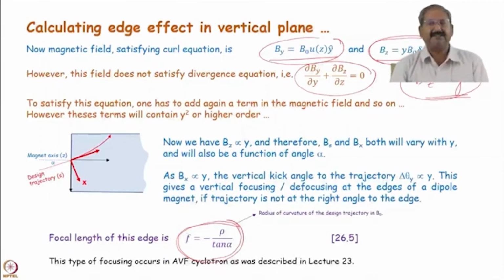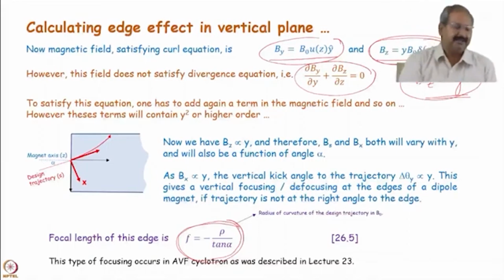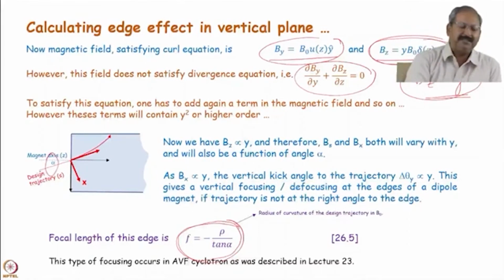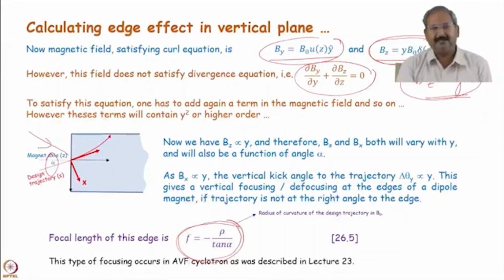So in the edge effect, you can see that in a certain orientation you can get a focusing effect in the vertical plane. Why am I saying a certain orientation? If you make this alpha negative, meaning you orient your magnet in such a manner that the design trajectory comes from here, then alpha will become negative and you will get a defocusing effect in the vertical plane due to the edges. So the edge orientation with respect to the trajectory defines whether your edge is going to be focusing or defocusing in the vertical plane. It is the interplay between the angle of the trajectory and the magnetic edge.